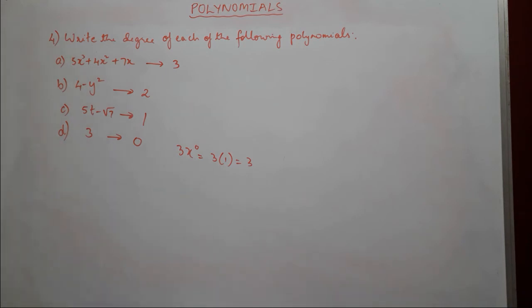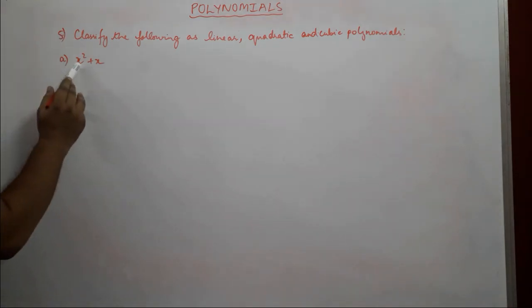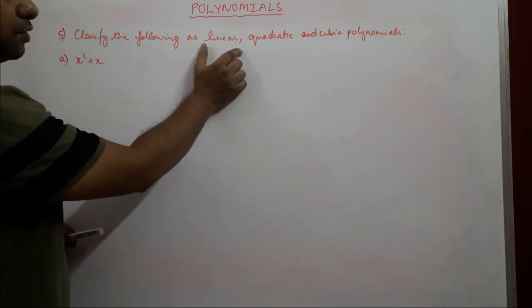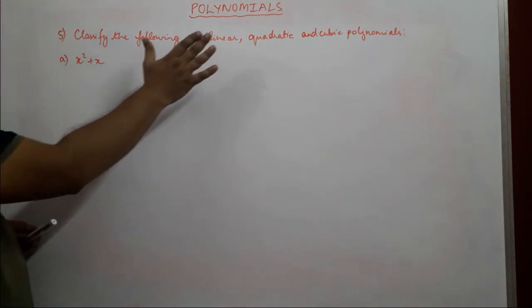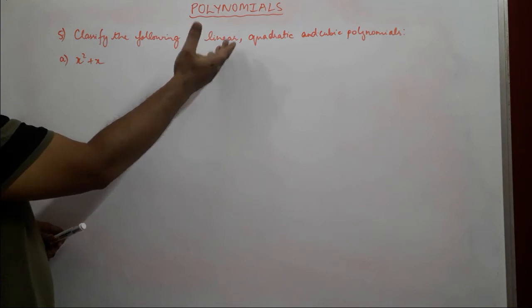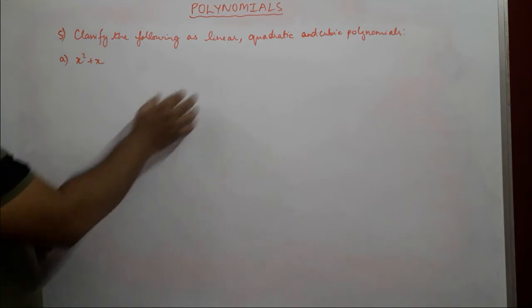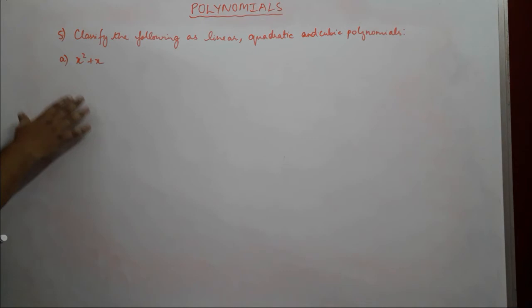We'll move to question number 5 now. Question says, classify the following as linear, quadratic and cubic polynomials. And the first question that we've got under question number 5 is x square plus x. To answer this question, first we need to know what are linear, quadratic and cubic polynomials. I have explained what these types of polynomials are in our first video, the introductory video, which speaks about the types of polynomials based on their degrees.